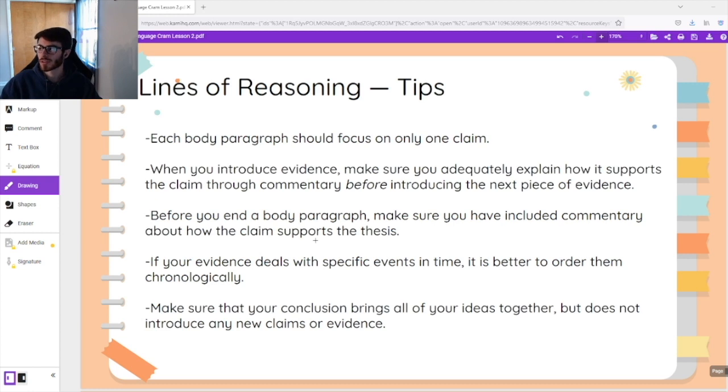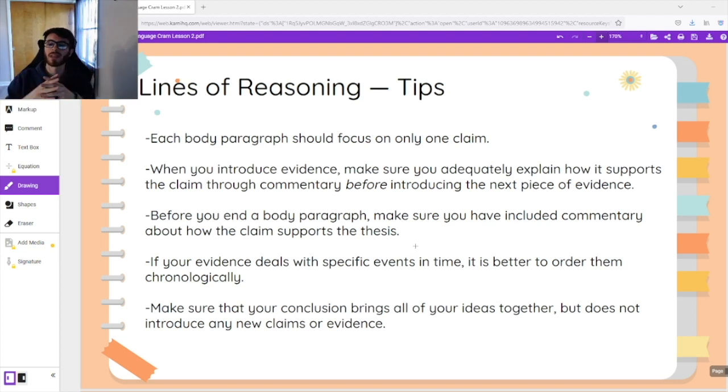You want to make sure you are essentially going step by step, right? You want to explain it step by step. You want to focus on one thing at a time. A lot of these are kind of intuitive as you're writing. You just want to make sure you're not all over the place with your writing, right? You don't want to be talking about one claim and then another claim and then going back to the first claim. You don't want to be all over the place.